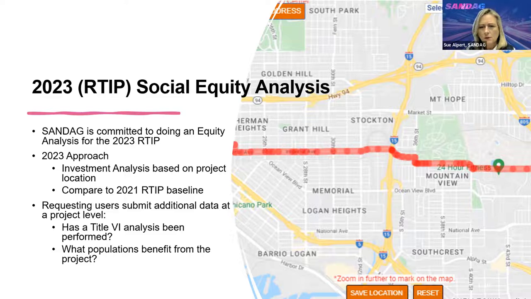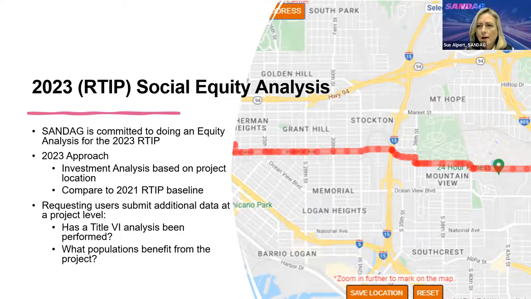And those questions are, one, has a Title VI analysis been performed for this project? And number two, to indicate what populations will benefit from this project. So the responses that we get to these questions will help us determine how much the project sponsors understand about the equity of their projects and where they are in applying equity principles to project selection. So hopefully this information will lead to a more nuanced analysis in future RTIP cycles.